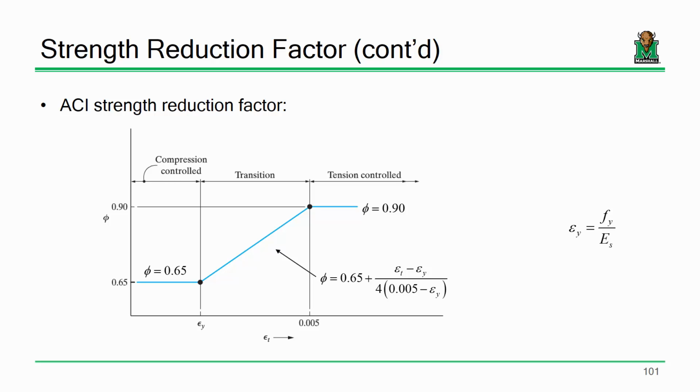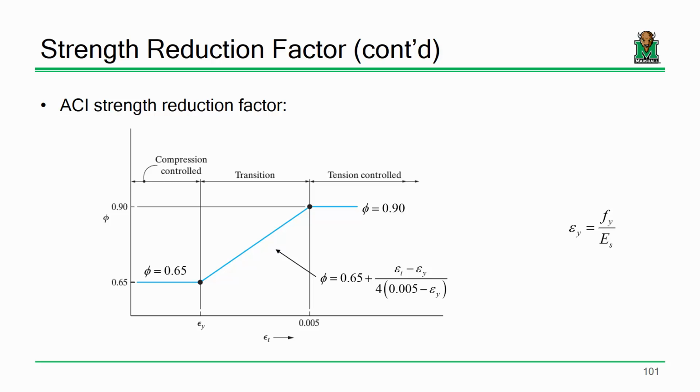Now, let's take a look at the flip side. Let's take a look at a compression-controlled section. A compression-controlled section is one where the tensile strains are less than yield. That's compression-controlled. That's concrete fails before the steel does. That's bad. So what is our phi value? It's 0.65.